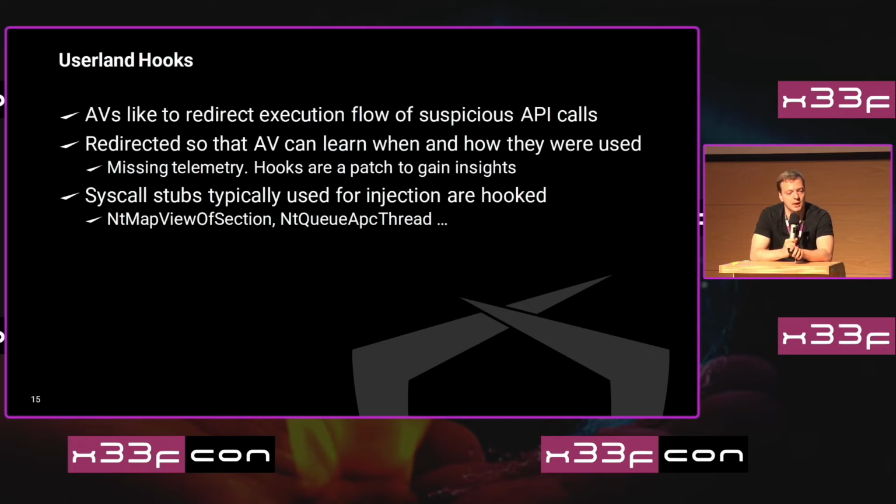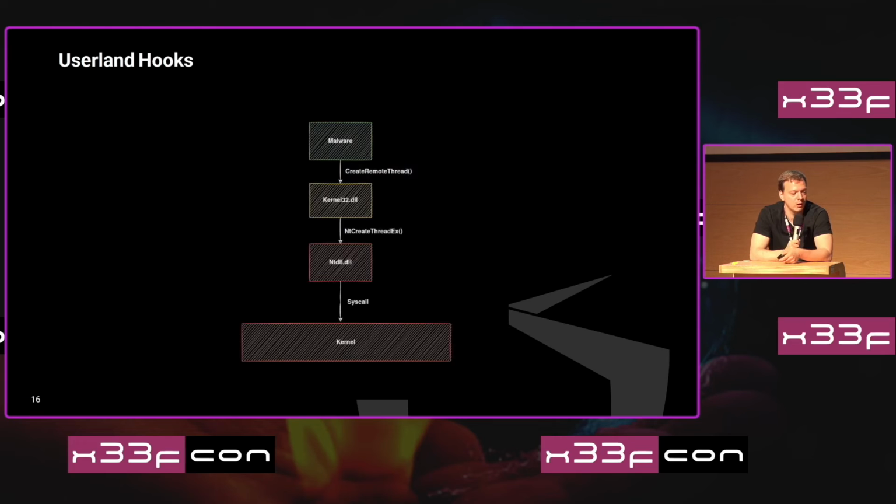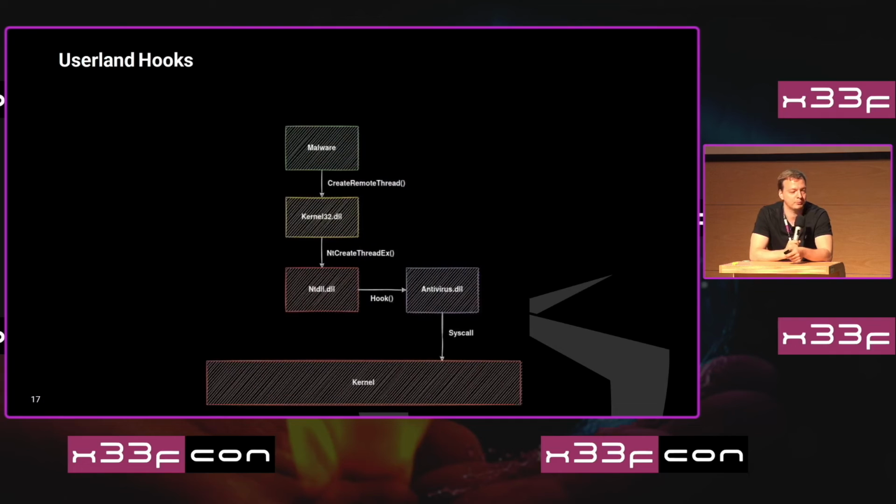This used to be true. We will later get to how it is nowadays. The system calls which are usually used for process injection are obviously hooked, because the antivirus product is quite interested in why this API is used and how it is used. So basically, if you're trying to create a remote thread, the malware is going to go through the abstraction layer in kernel32.dll, which is then calling something in ntdll.dll, and ntdll.dll is then going to perform the system call for you.